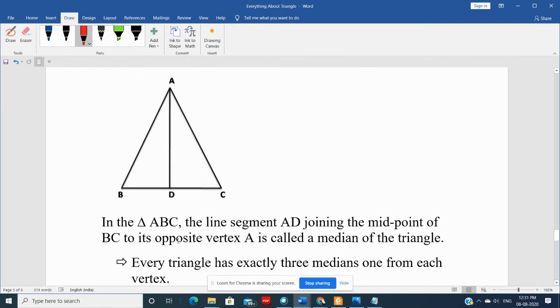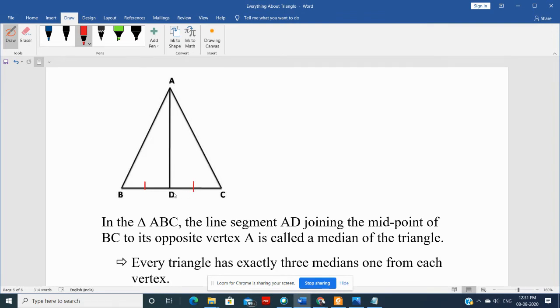See, in the triangle ABC, the line segment AD joining the midpoint of BC to its opposite vertex A is called median of a triangle. All right? So it's simple. If they already tell you that this is median, means you know that these are two equal parts.